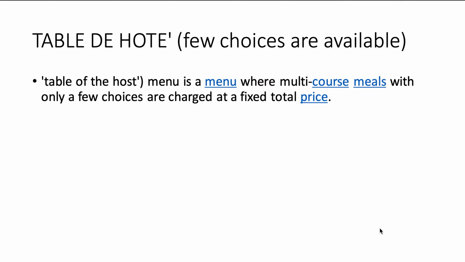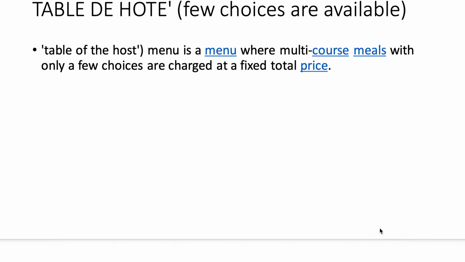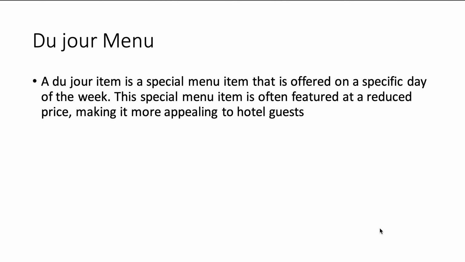Table d'hote means few choices are available. That's it. The one man decides what you will eat. Du jour menu: in this menu, there is a specific day of the week, meaning on a specific day you have a specific meal. Like in hostel messes, we know that there is a special dish on Sunday or Saturday.